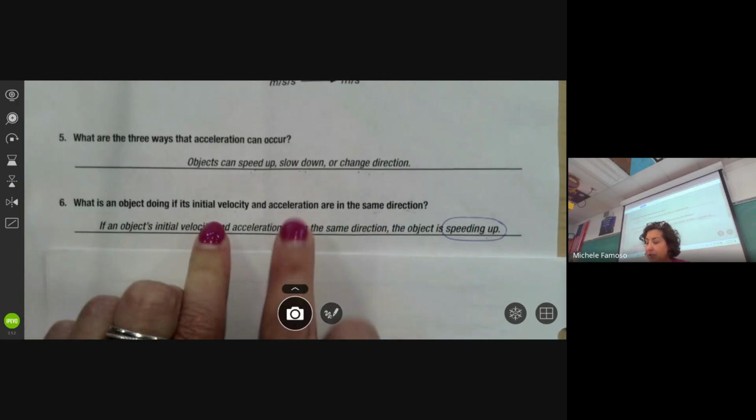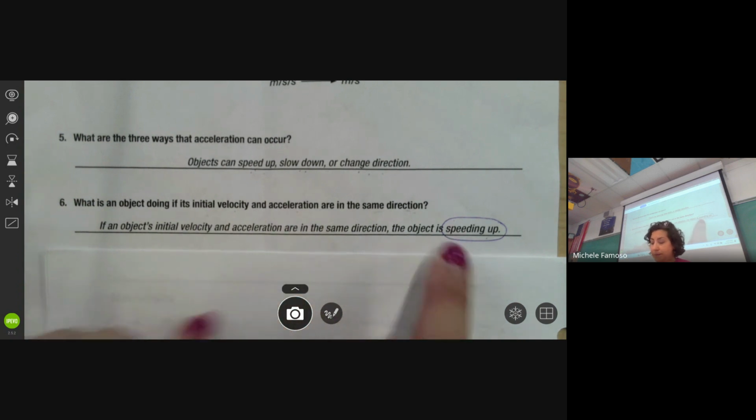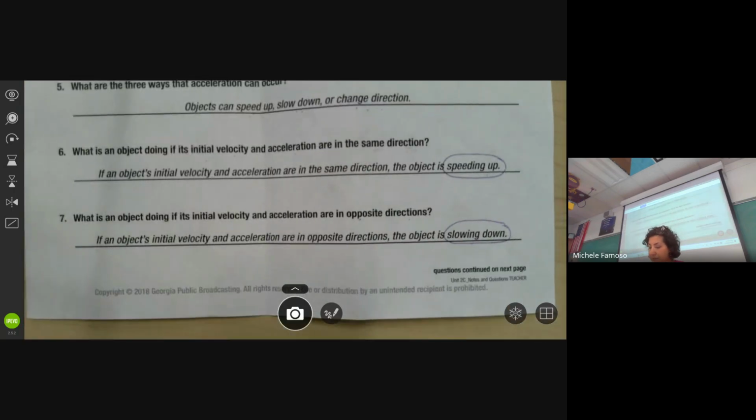If your initial velocity and acceleration are in the same direction, you are speeding up. If they're in opposite directions, you're slowing down.